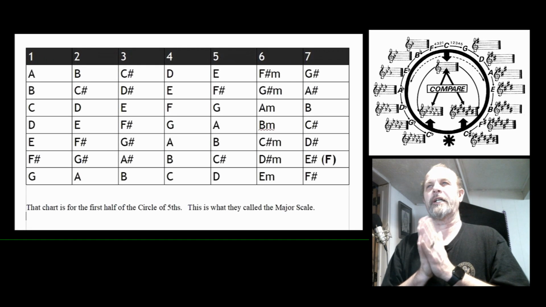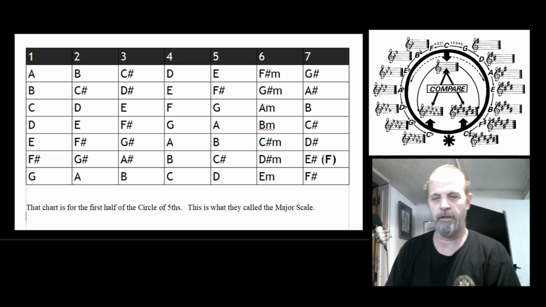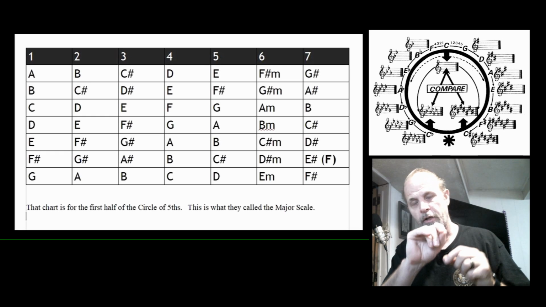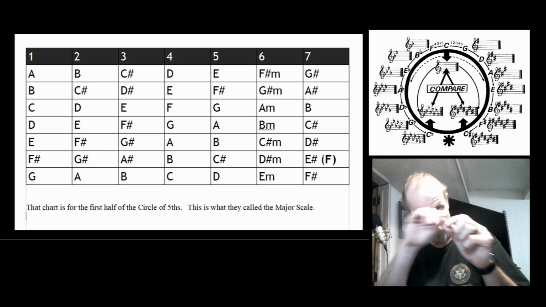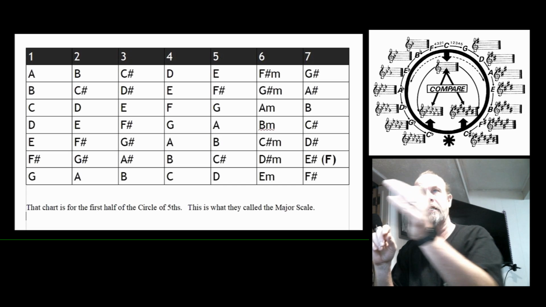Alright, let's look at this chart right here I got in front of me. As I explained in one video, let's make a chart that goes from A to G to the right and A to G down. And then we start filling in the gaps: B, C, D, E, F, G, A.